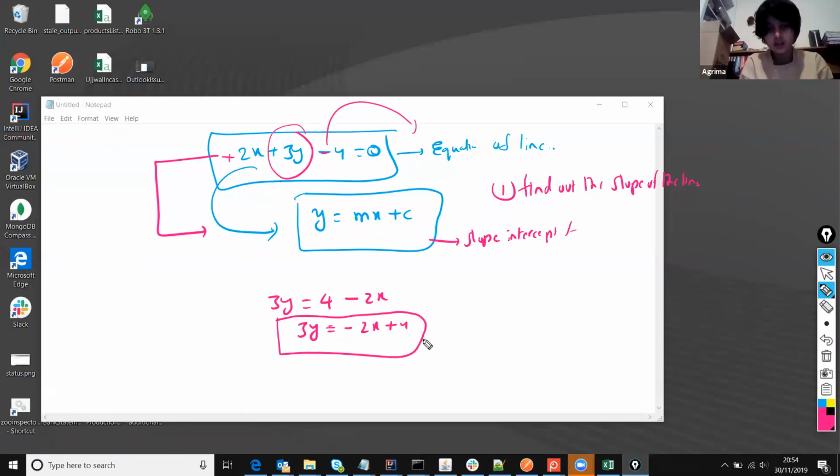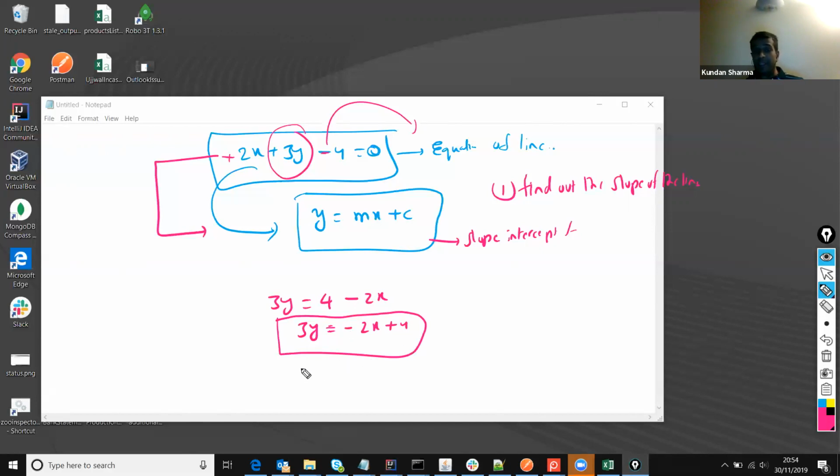-2/3. Apu, do you agree? Yes. So how do I find out? Because still it is not in the form of y is equal to mx plus c. So in order to make this in the format, we have to divide both the sides by 3. So if I divide both the sides by 3, this will become y is equal to -2/3x plus 4/3.